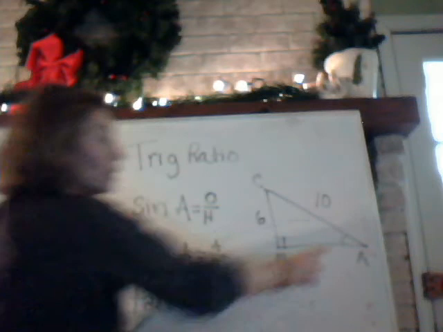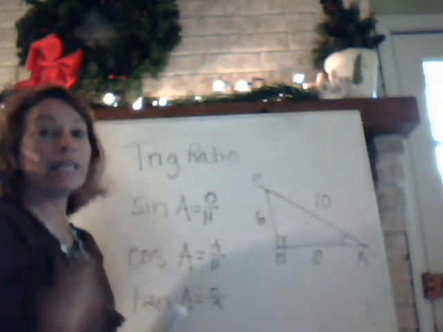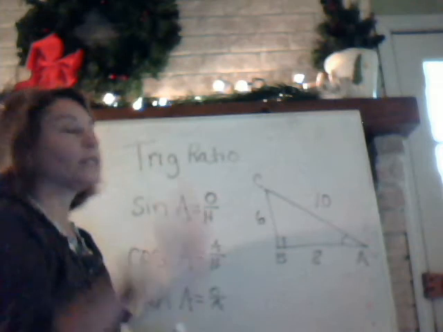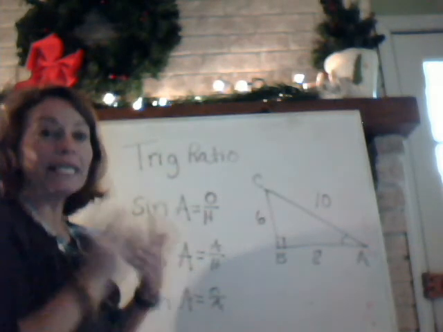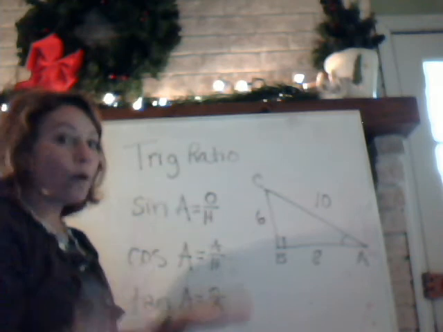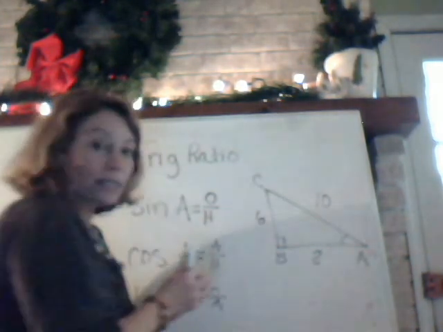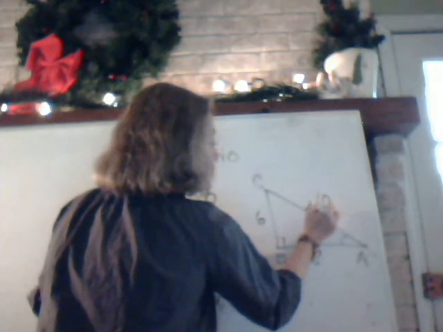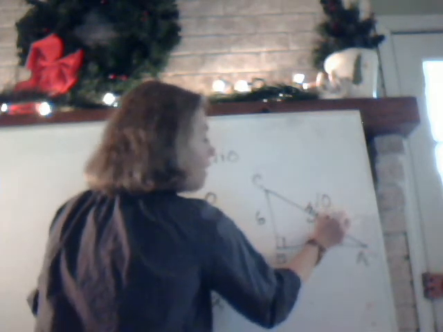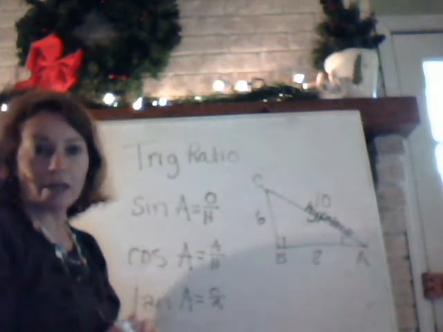So what we're going to do is go over to angle A and figure out which side is the opposite, which side is the adjacent, and which side is the hypotenuse. Well, the easiest one to pick out is always the hypotenuse. So go ahead and label that first. Our hypotenuse is always the longest side, always opposite the right angle. So here is my hypotenuse. It's the side that is 10, which is my longest side.